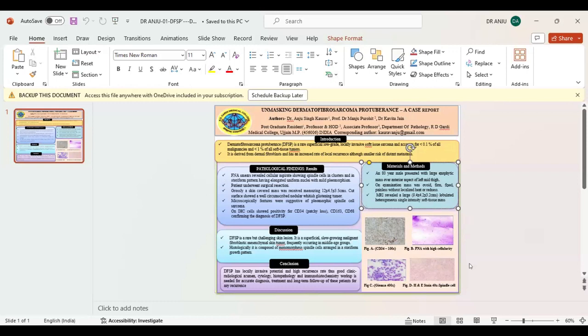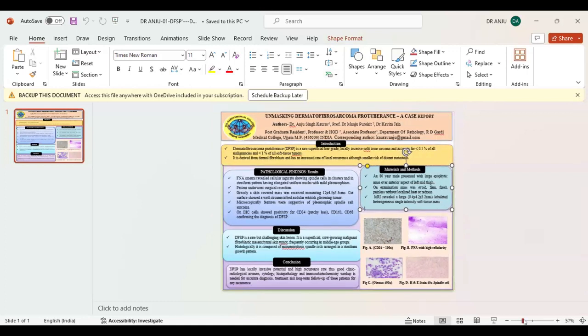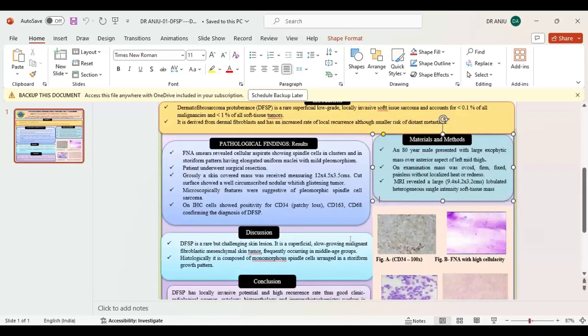So what was the diagnostic challenge in this case for you? This is a rare but challenging skin lesion, a superficial and slow growing malignant fibroblastic mesenchymal skin tumor, mostly seen in middle age groups. So why did you say this is challenging for you? Ma'am, this is a very rare tumor.